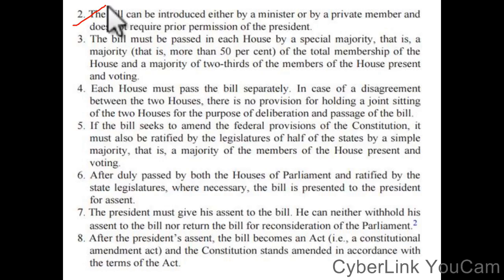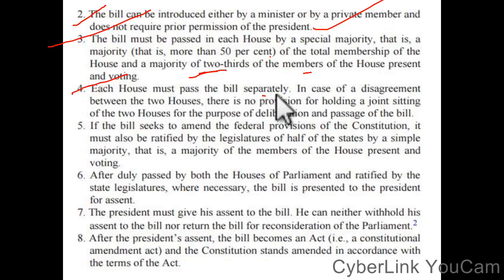The bill can be introduced either by a minister or by a private member, and does not require prior permission of the President. The bill must be passed in each House by a special majority, that is, a majority of more than 50% of the total membership of the House, and a majority of two-thirds of the members of the House present and voting. Each House must pass the bill separately.